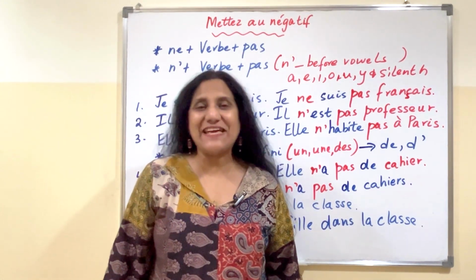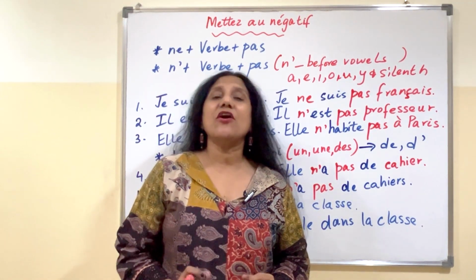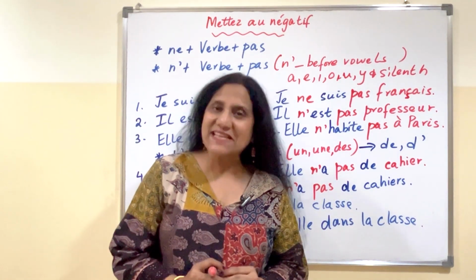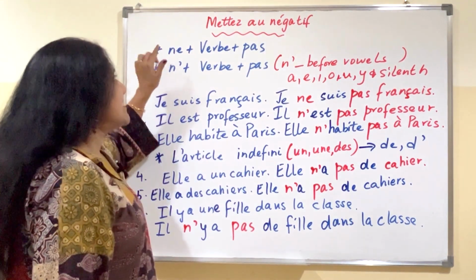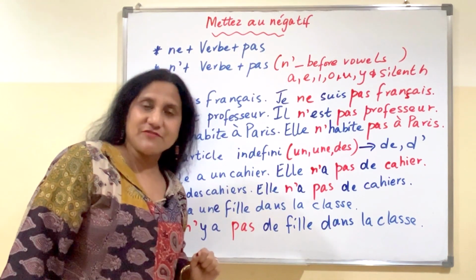Let's enjoy learning French. Today we're going to do a quick recap on mettez au négatif: how to make sentences negative in French. You need to write ne before the verb and pas after the verb.